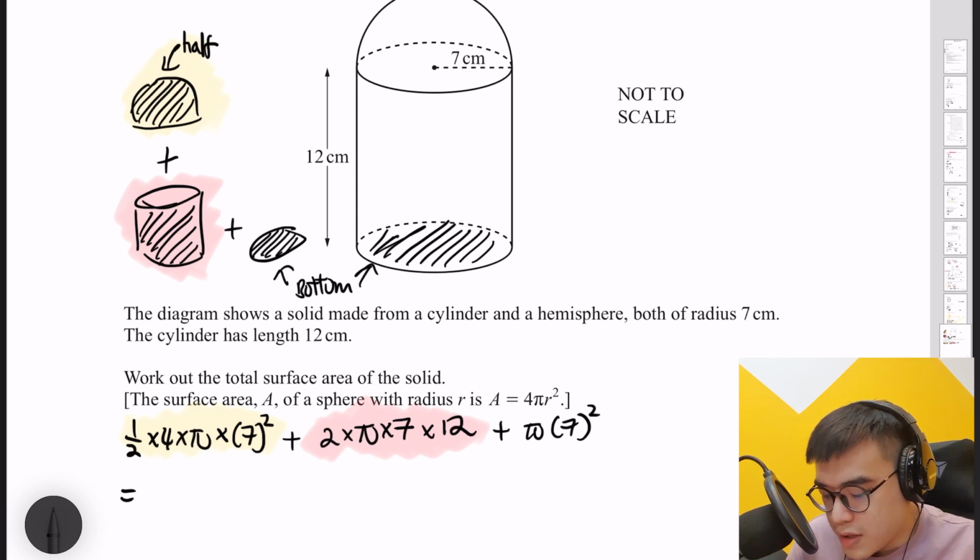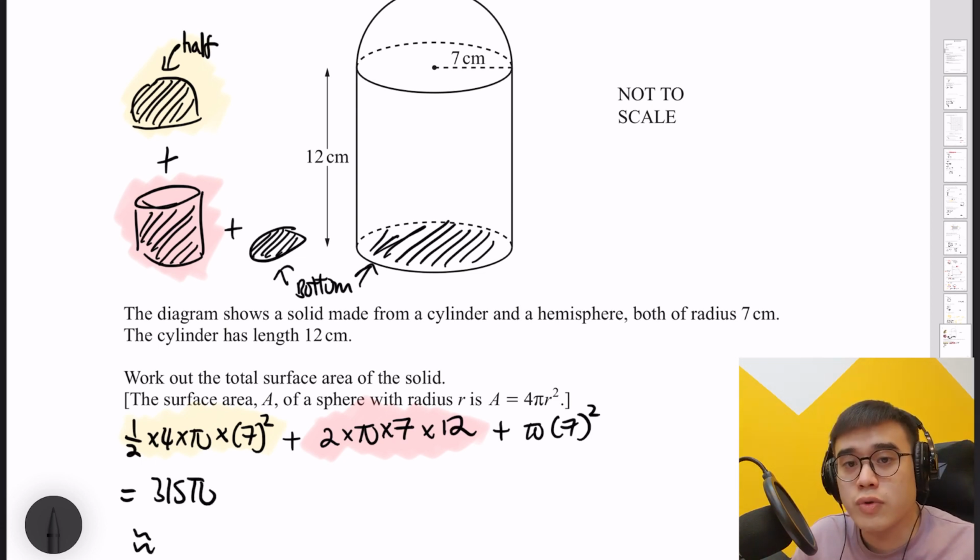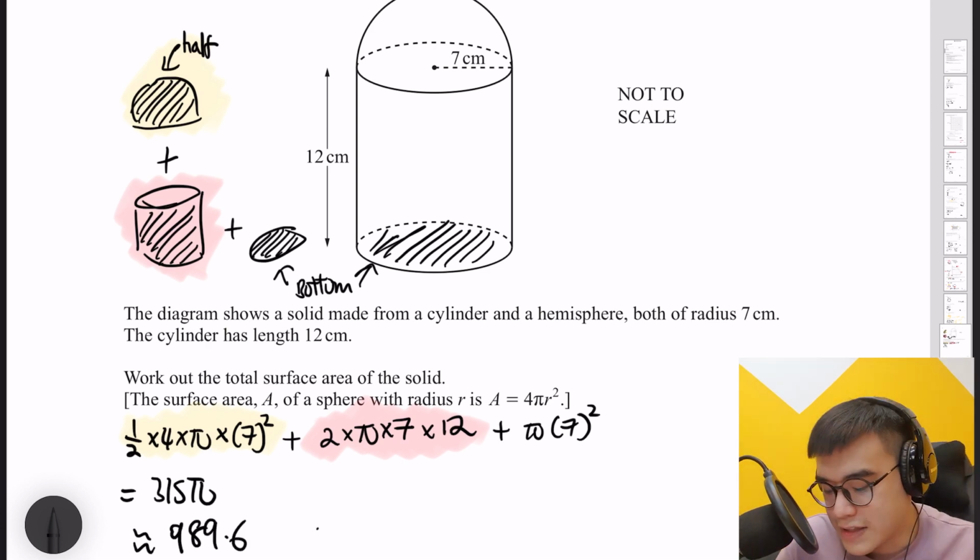So for this, your final answer will actually be 315 pi, and it will be 989.6. If you were to correct it to 3 significant figures, it will be 990.